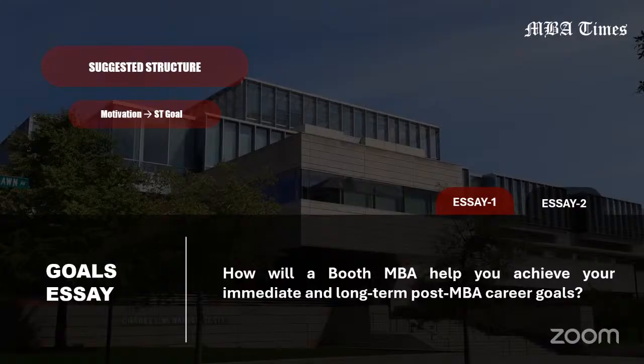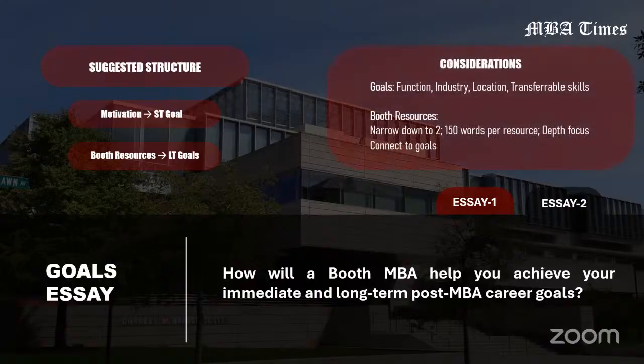The short-term goal has to be very specific. We'll get to that in a little bit. And then from the short-term goal, you talk about Booth's resources. What resources at Booth you plan to use that will help you achieve your short-term goal, and it will also help you in the longer run. And then you basically take it to the long-term goals, and that's all that you have to go.